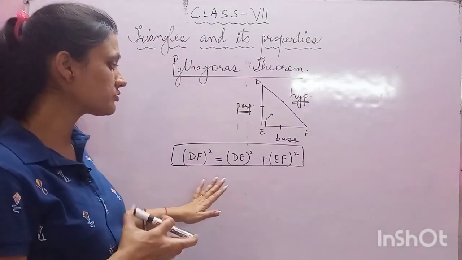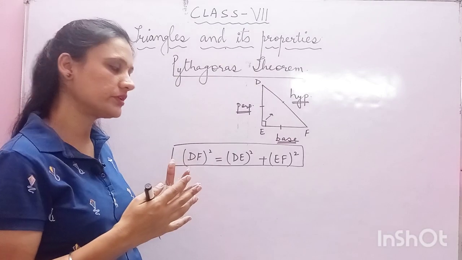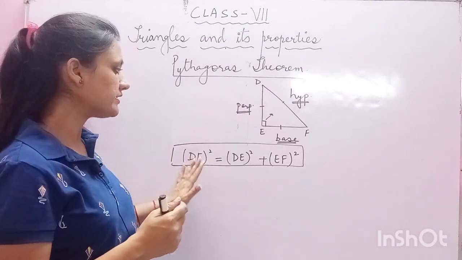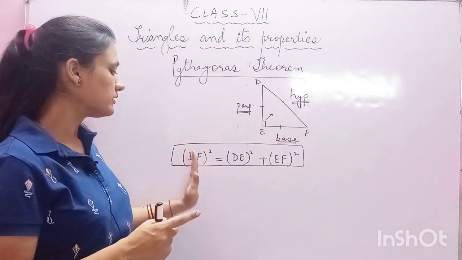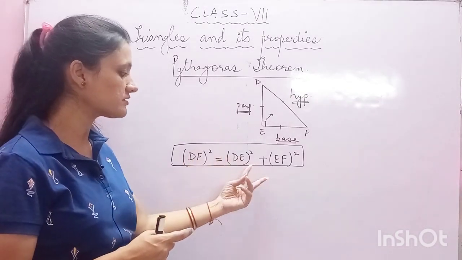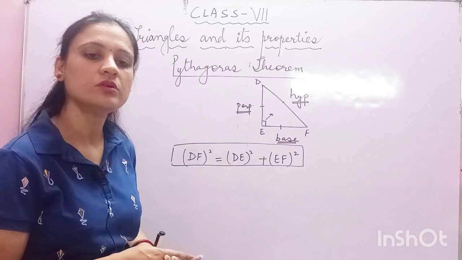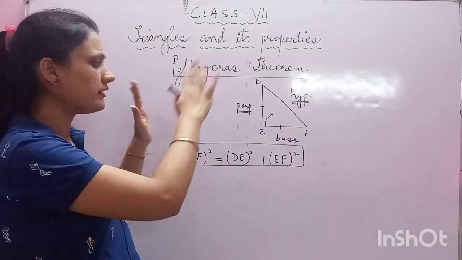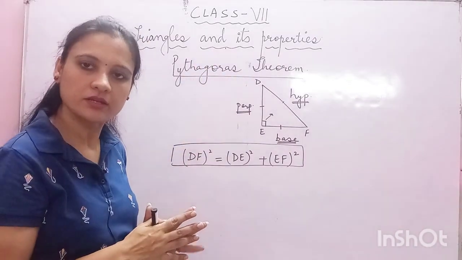I hope you understood. Always remember what he used to say. He said that in a right angle triangle, the longest side, that is the hypotenuse square, is equal to the sum of the squares of the other two sides. I hope you understood this property as well, right?